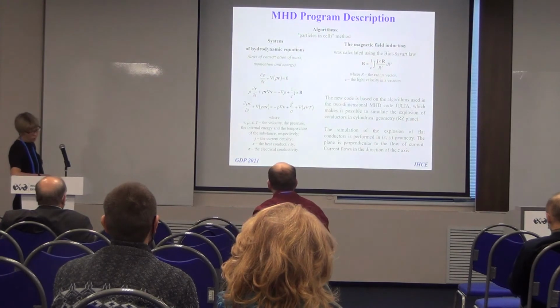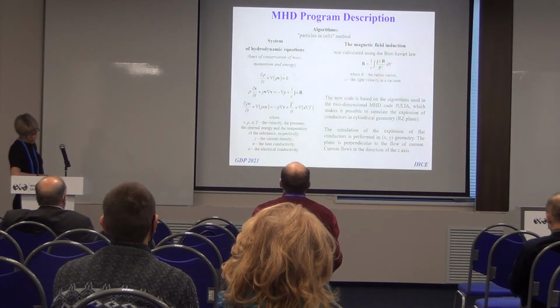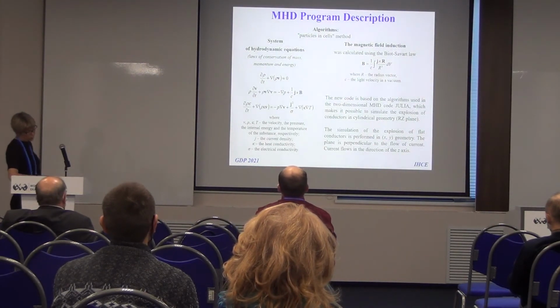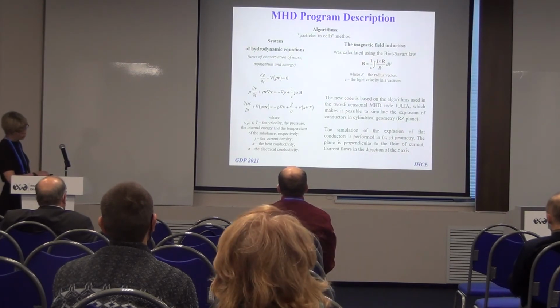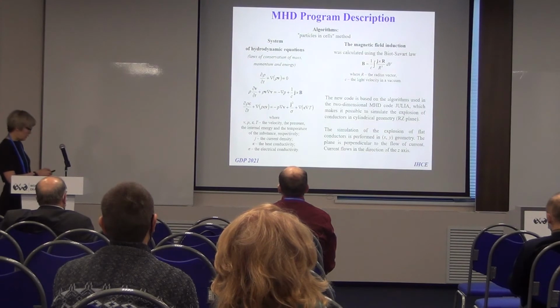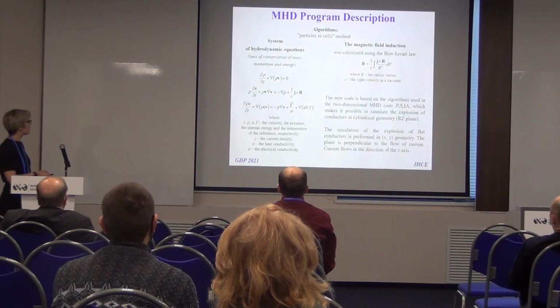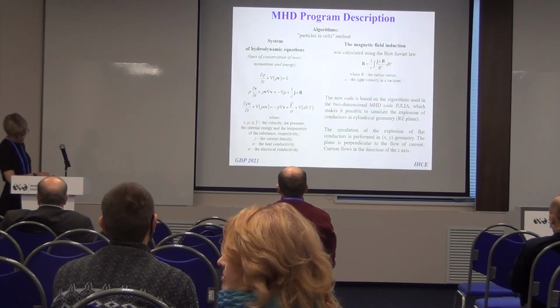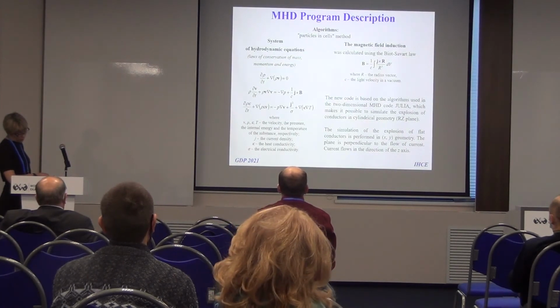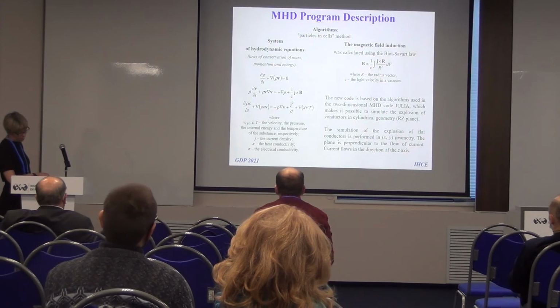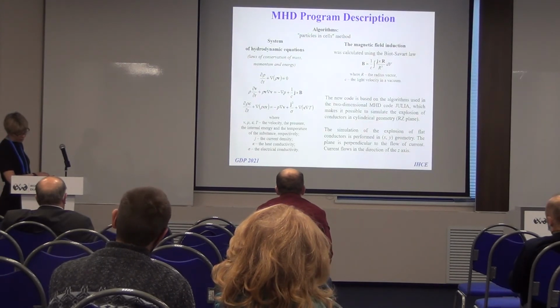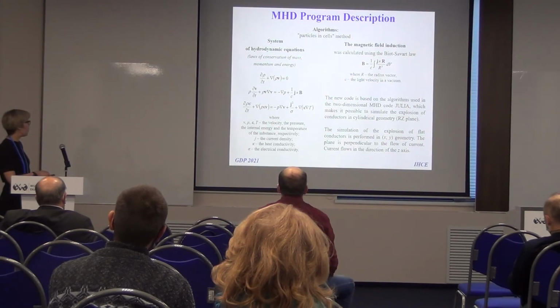A two-dimensional MHD code was used to simulate the explosion of the flat conductor. In this code, the simulation of the explosion process is performed in XY geometry. Current flows in the direction of the z-axis, which is perpendicular to the image plane. The new code is based on the algorithm used in the two-dimensional MHD code Euler earlier.